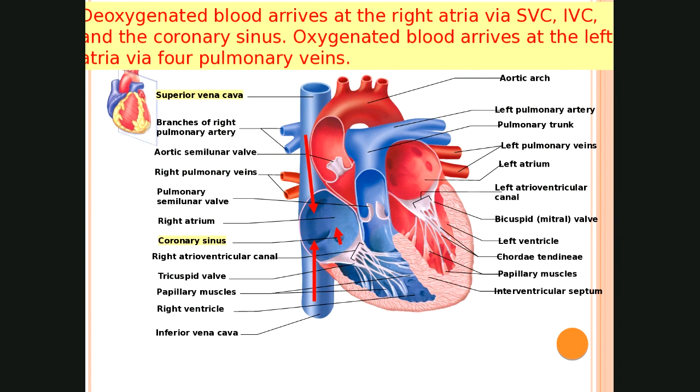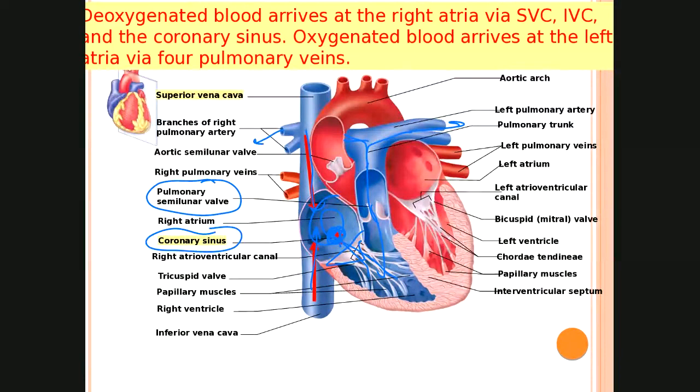So on the right side, blood is going to arrive via the superior and inferior vena cavas and the coronary sinus. Do not forget coronary sinus. Everybody forgets coronary sinus. From there, blood is going to travel through the tricuspid valve to arrive at the right ventricle. When the right ventricle constricts, blood travels through the pulmonary semilunar valve into the pulmonary trunk. The pulmonary trunk splits into left and right pulmonary arteries, which go to the left and right lungs for oxygenation.